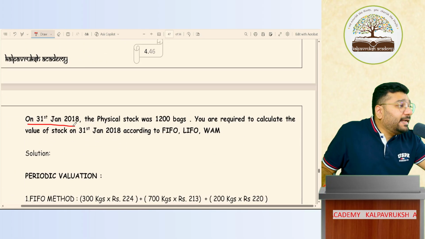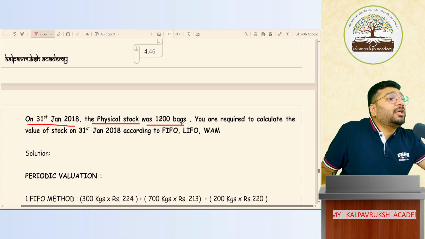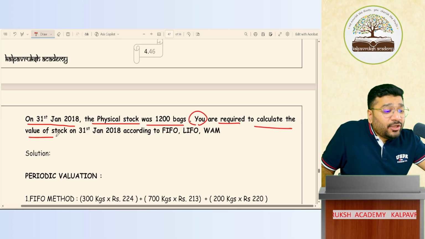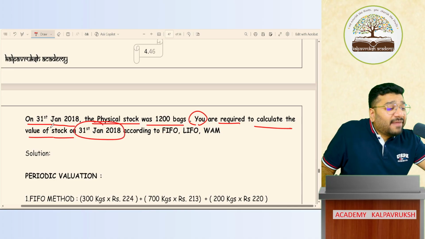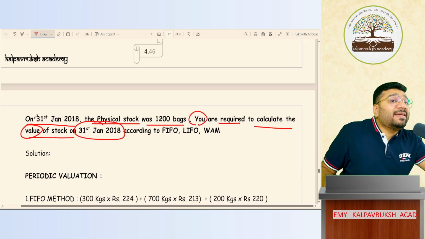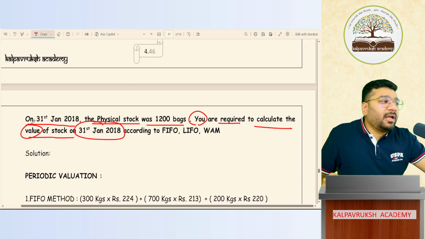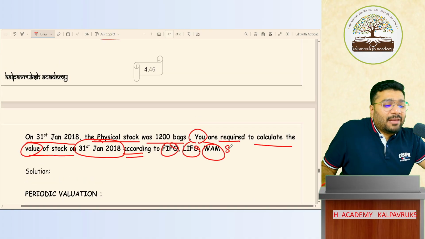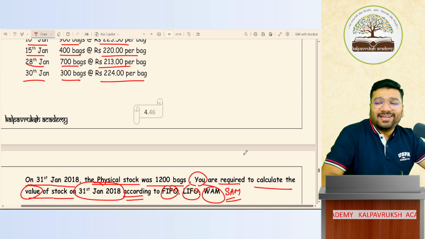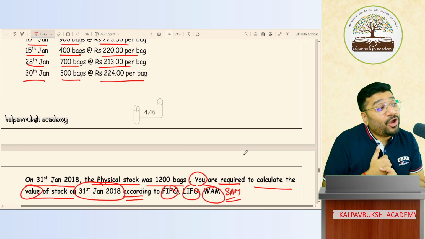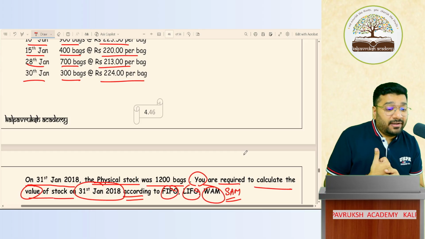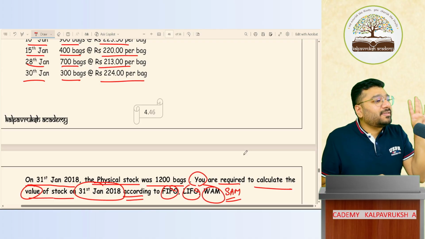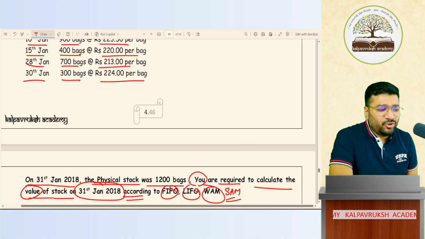What is required? On 31st Jan 2018, the physical stock was 1200 bags. You are required to calculate the value of the stock as on 31st Jan 2018. Value here means stock; I'm assuming NRV is not there, so cost becomes value. According to FIFO, LIFO, WAM, SAM, under the periodic inventory system, calculate the value of the inventory. I'll give you 4 minutes, 1 minute for each of FIFO, LIFO, WAM, SAM. Do it fast.